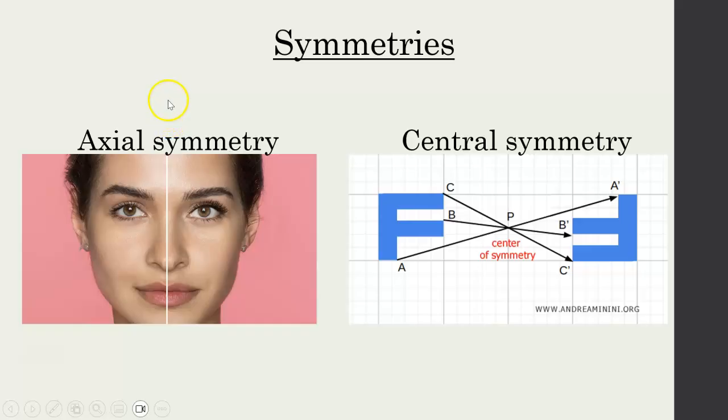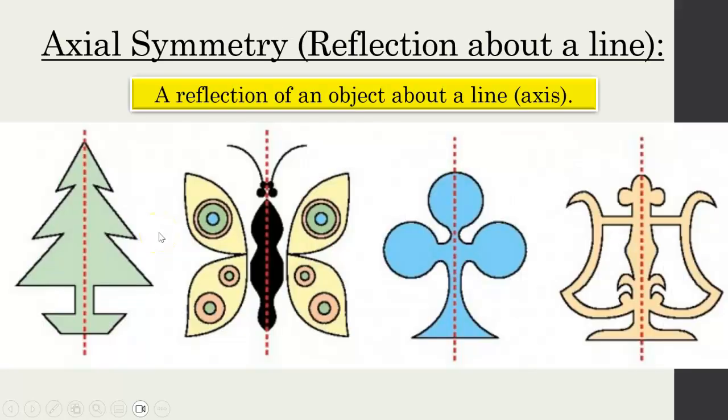So in this case, you have an axis going down the middle of this woman's face, and anything to the left is symmetrical to anything on the right. So we say it is symmetrical. So axial symmetry, also known as reflection about a line, is a reflection of an object about a line or an axis. So these are all axial symmetries.